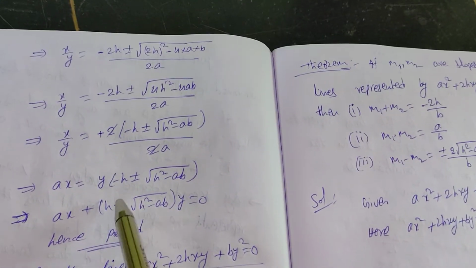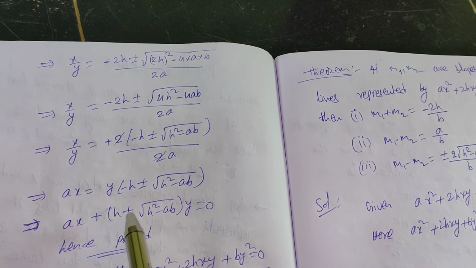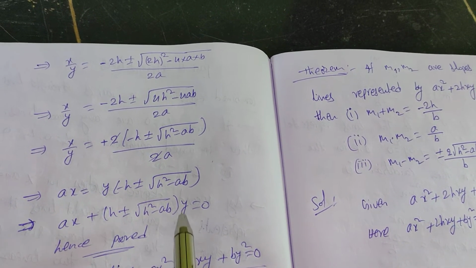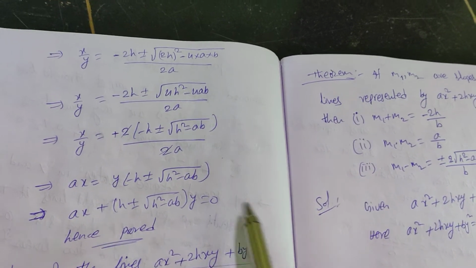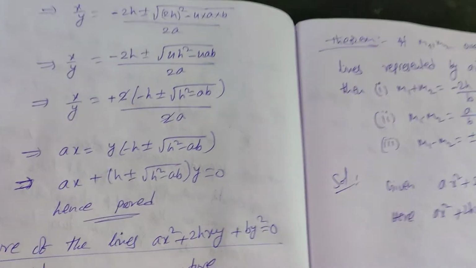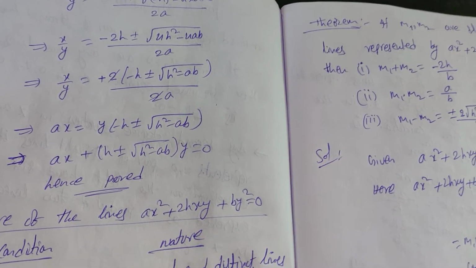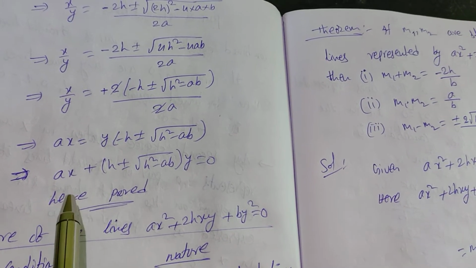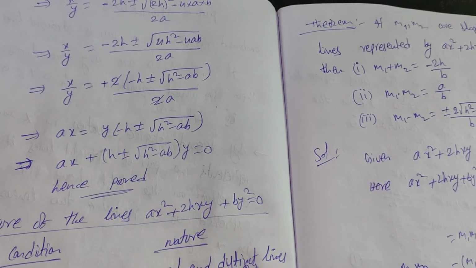So that means if you take minus common and transpose to the right side, we have ax plus h plus or minus root over h square minus ab into y. Okay, this is why I am writing here: h plus or minus root over h square minus ab into y is equal to 0. So ax square plus 2hxy plus by square is equal to 0 represents a pair of straight lines passing through origin, and those two lines are nothing but ax plus h plus or minus root over h square minus ab into y is equal to 0.